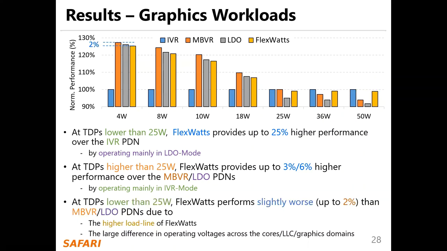At TDPs lower than 25 watts, FlexWatts performs slightly worse than MPVR and LDO PDNs due to the higher load line of FlexWatts, and the large difference in operating voltage across the cores, LLC, and graphics domains.